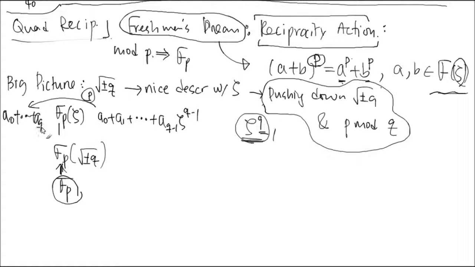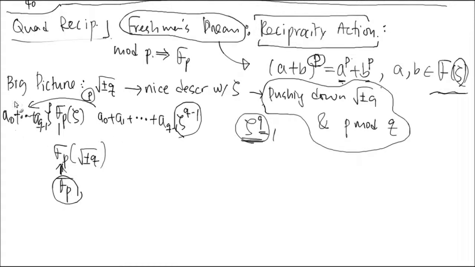a_{q-1} zeta, and raise to the p, right? And the coefficient is still coming from F_p, so it stays. The only thing that is changing is this power part, and all the coefficients are not changing, right? That's the situation. That's the action we're doing. You raise to the pth power, and that's what we've been doing to the right-hand side when you were doing the homework.